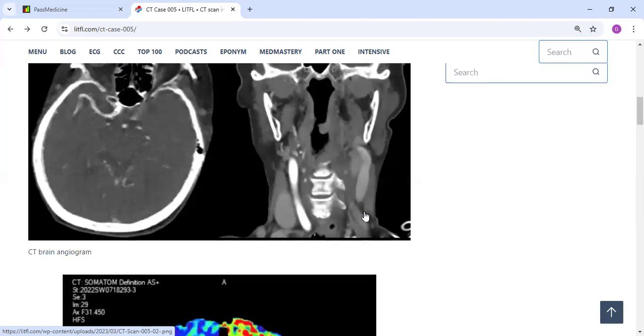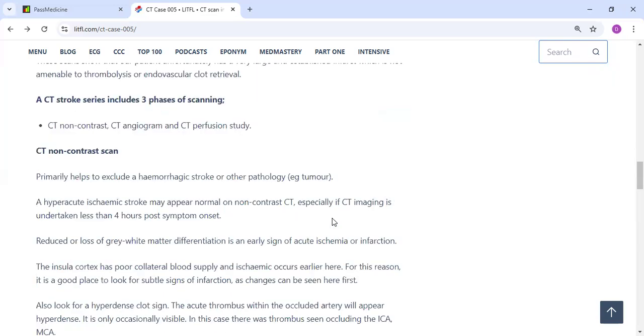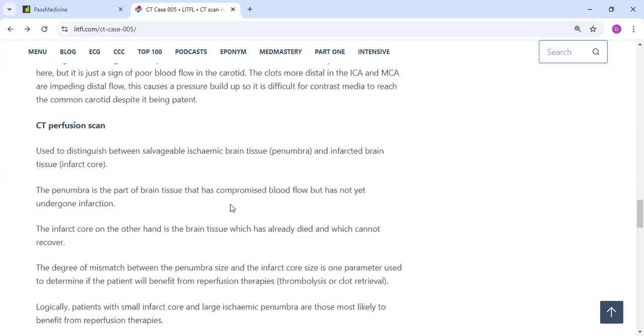So we are talking about this. The clot is distal, in the MCA. Here the contrast is not reaching because there is pooling of blood. There is a sort of stasis of blood where no contrast can reach, or maybe it is reaching slowly.